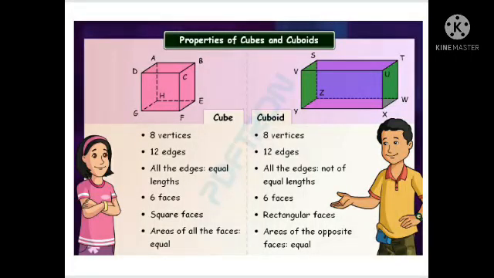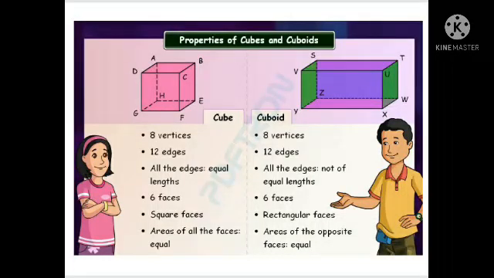And then both cube and cuboid have 6 faces. A cube will have square faces, whereas a cuboid will have rectangular faces. So this was basically the difference between a cube and a cuboid.